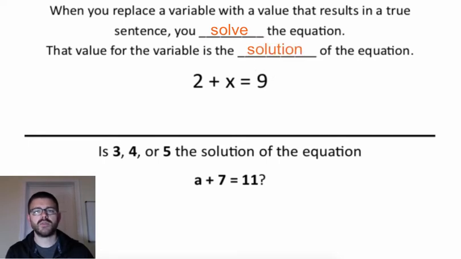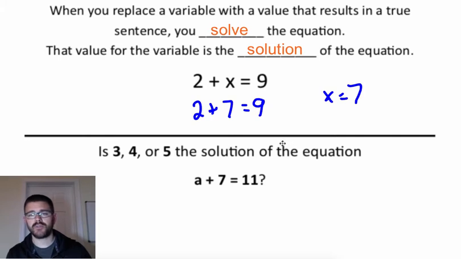So my guess is most of us can figure this one out pretty easily. 2 plus what gives me 9? Well, 2 plus 7 equals 9. So x is equal to 7. The solution to this equation is 7.